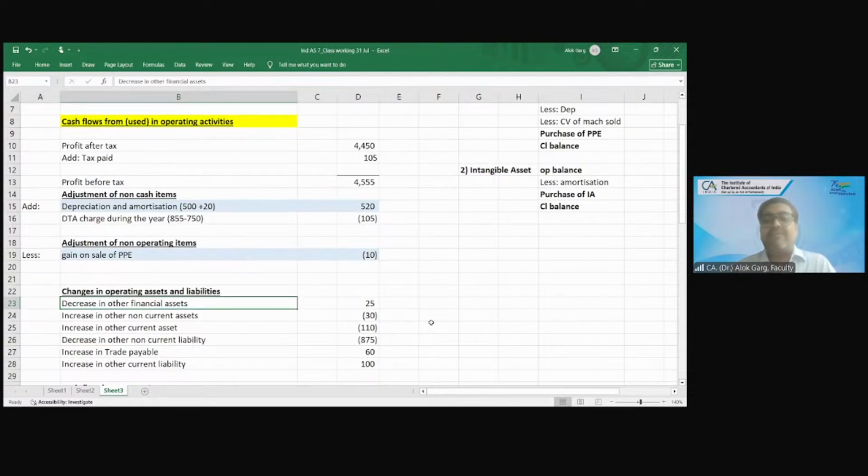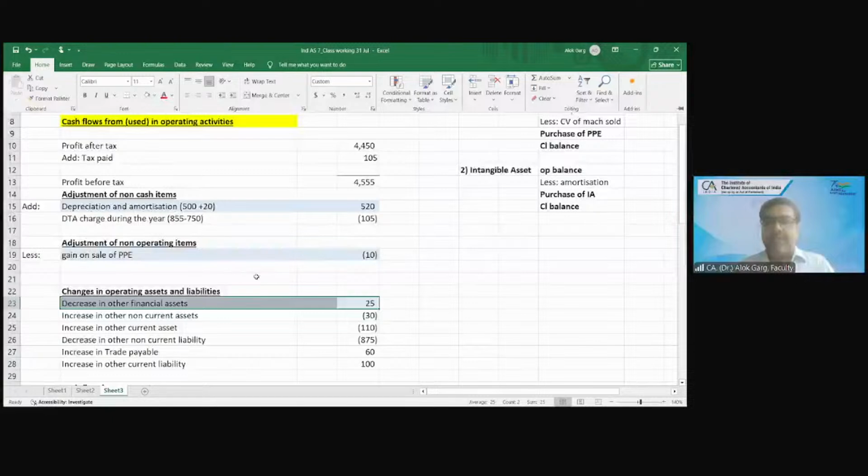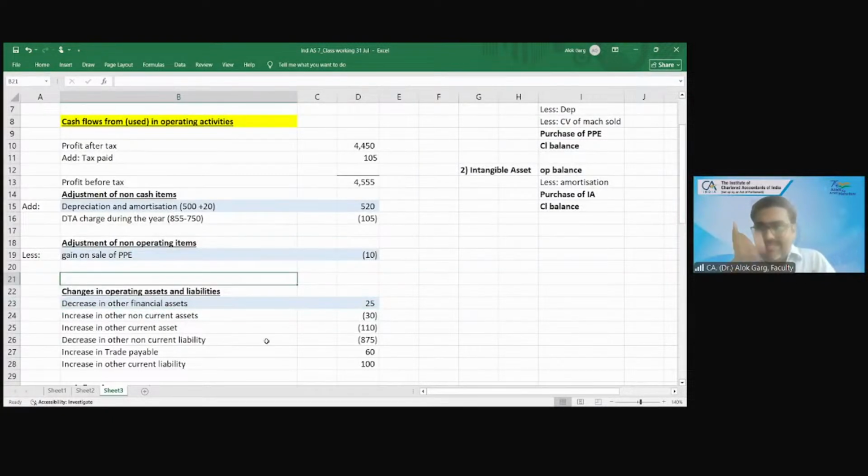There's a decrease in other financial asset by how much? From 170 it became 145, so it will be an increase in the cash flow. I told you, right? Yeah, 25. Decrease in the current assets means increase in the cash flow, and increase in the asset means decrease in cash flow. Is this clear or not clear? Decrease means we received the cash, so we are adding it. You are liquidating your asset. You are getting money from selling your asset. Decrease in asset means you are receiving cash.